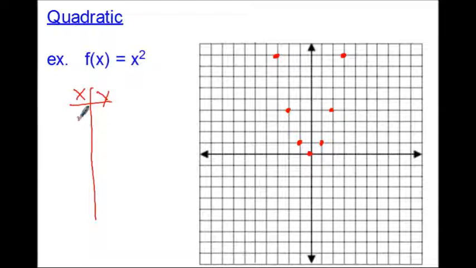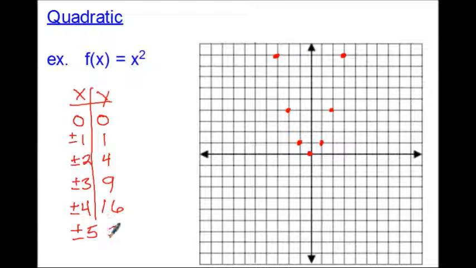Notice that the 0 gave us 0, and either plus or minus 1 gave us a 1, and then plus or minus 2 gave us a 4, and then plus or minus 3 gave us a 9, and we could continue if we had a large enough graph. Plus or minus 4 gave us 16, and we could continue that basically as long as we wanted to. Granted, in many cases it's not really necessary to graph that much, but there you are.